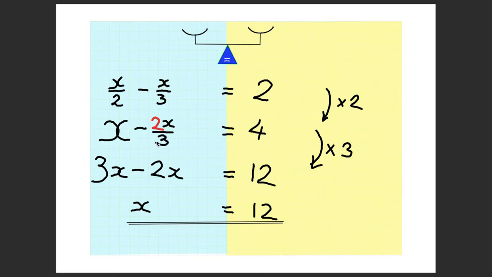I want to get rid of that fraction that's dividing by 3, so I'm going to multiply by 3 to get rid of that, and then the minus 2x over 3 becomes just a minus 2x. But then multiplying everything else by 3, I get a 3x and a 12. So 3x minus 2x equals 12. 3x minus 2x go together to make a single x. x equals 12 as your final answer.